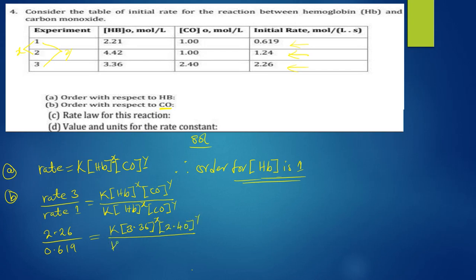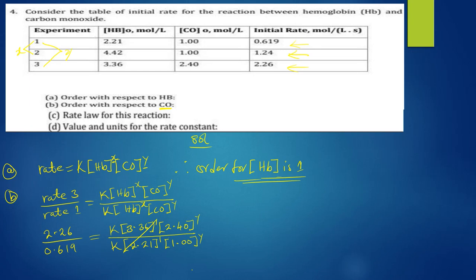And then down here the concentration for hemoglobin on experiment 1, that is 2.21, like that, to the power x. Now this x we have already determined. We can even write it to be 1 and 1 because we have already determined x, if you can remember, on the first part. Then the concentration for carbon monoxide on experiment 1 is 1.00, raised to power y. So this we can cancel because we already determined it. Our aim is to determine the order y.